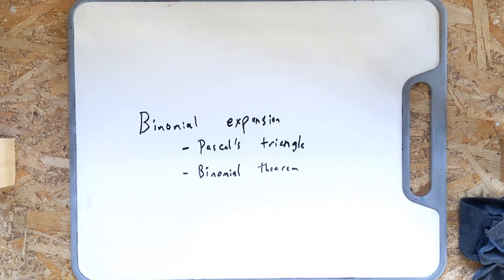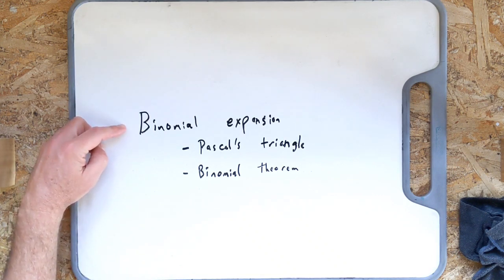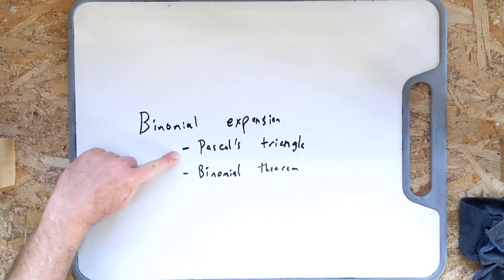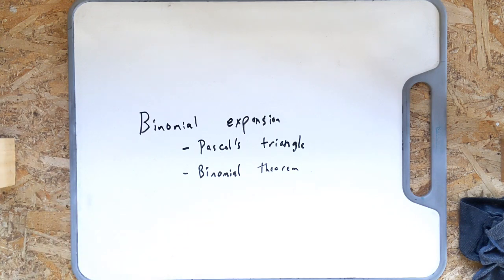Today we're going to do the last session in sequence and series, which is called a binomial expansion. We're going to do this in two ways. One is we're going to get the coefficients doing what's called Pascal's triangle, and the other thing we're going to do is do it through binomial theorems. So first of all, what is a binomial expansion?